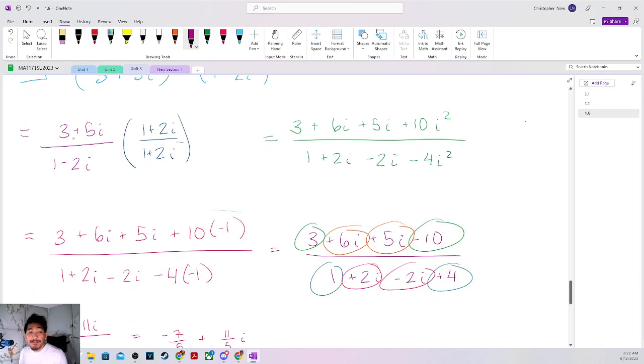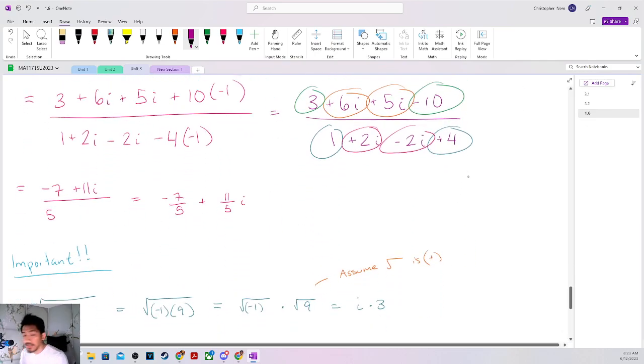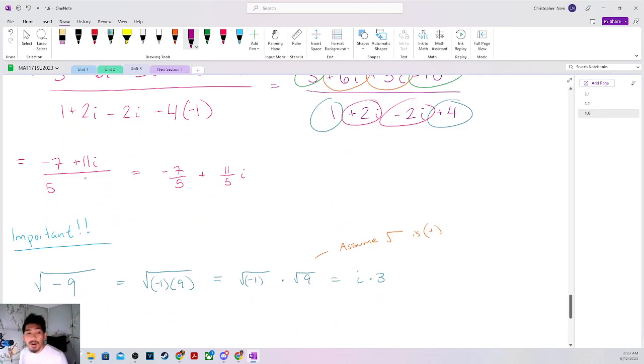So if I do so, I have to FOIL this out. FOIL the numerator with the numerator and FOIL the denominator with the denominator. If I do so, I get this entire mess right here. I squared is equal to negative 1. I'm going to replace all the i squared with negative 1 here, and multiply them out. Positive 10 times negative 1 is minus 10. Negative 4 times negative 1 is positive 4. And then I combine like terms. And then I have negative 7 plus 11i over 5. Again, the denominator turns into a real number if you multiply by the complex conjugate. And now I can separate my real component from my imaginary component: negative 7 over 5 plus 11 over 5i. Okay?